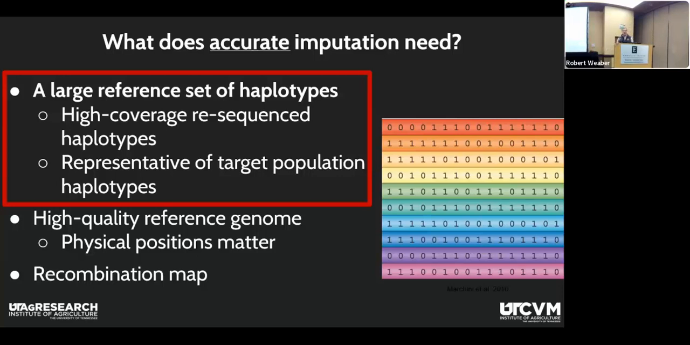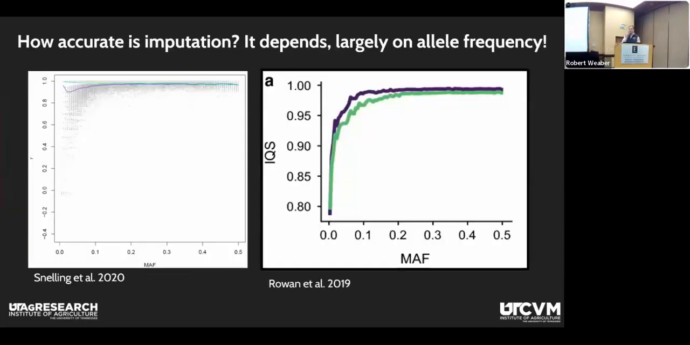So we've got to have this large set of reference haplotypes that's representative of the samples that we're trying to impute in. Imputation isn't going to magically dream up a haplotype that it doesn't see in its reference. So in order to do as accurate as possible of imputation, we've got to have a reference that is representative of the population that we're imputing. And again, this idea of high-quality reference genomes, understanding these actual physical positions in recombination is going to play a big part in this as well. But we're going to focus most of our attention here on that large set of reference haplotypes.